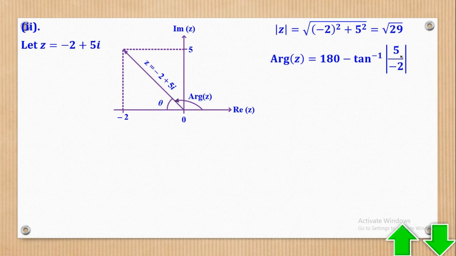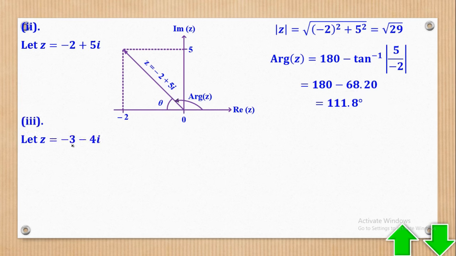So in your calculator, instead of pressing 5 over negative 2, you are going to press 5 over 2 because the negative has gone away, and arctan of that will give you this. Therefore, when I subtract it from 180, I'll come up with this as the argument. So now we shall go to Roman 3.